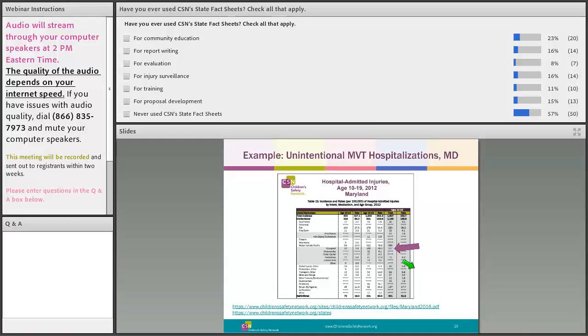And further, the state fact sheets, in addition to the hospital admission data, provide a detailed discussion of motor vehicle crashes, suicide, and drug overdose among children and adolescents.